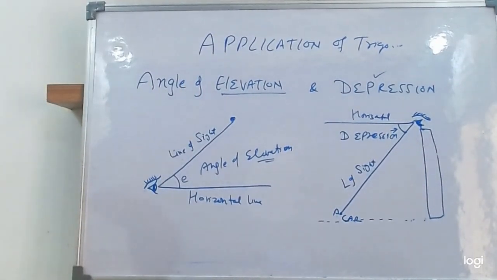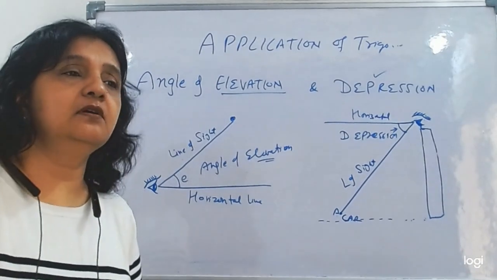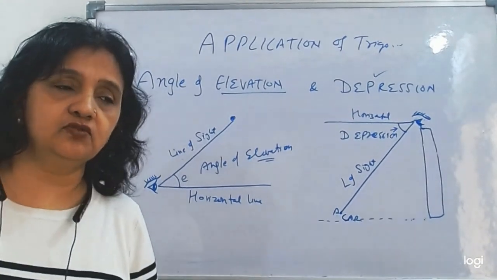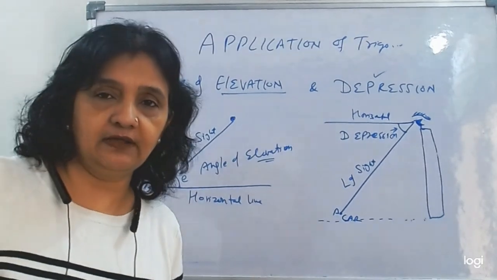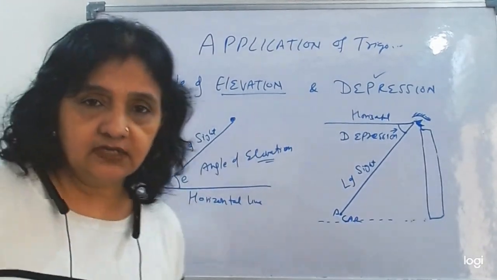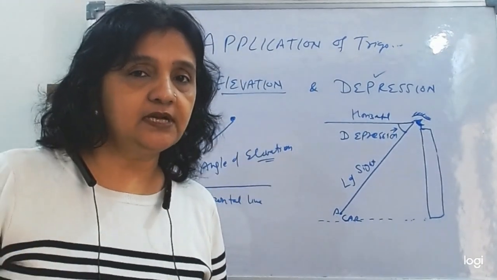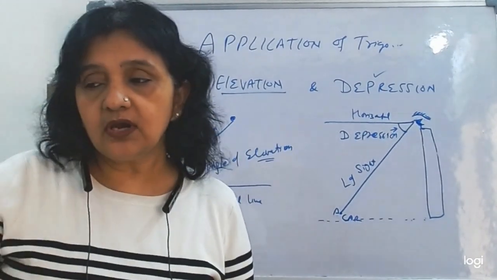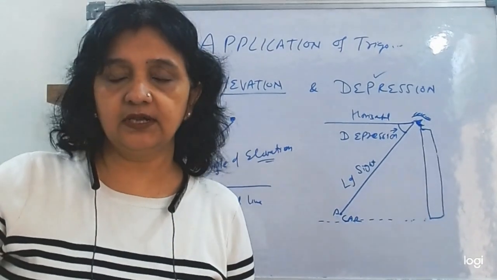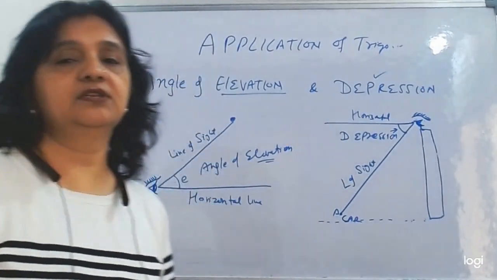So very simple. When you are looking at objects that are at a higher level from our eye level, the angle of elevation is formed. And when we are looking at objects that are at a lower level from our level of the eye, then the angle of depression is formed.